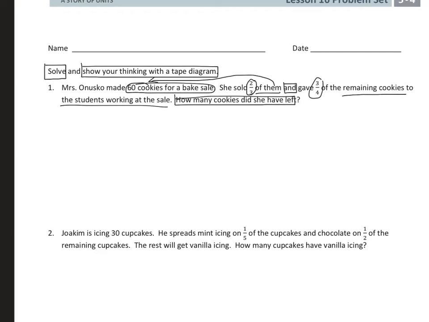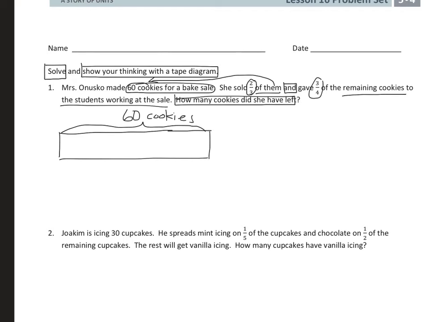So a tape diagram is really going to help us understand what's going on. So we're going to carefully draw a tape diagram. And since we're talking about Mrs. O's cookies, we know there's 60 of them. So I can go ahead and write 60 up on top. These are all the cookies that she made for the bake sale. Now the second clue over here, she sold 2/3 of them. So let's model that, what she sold.